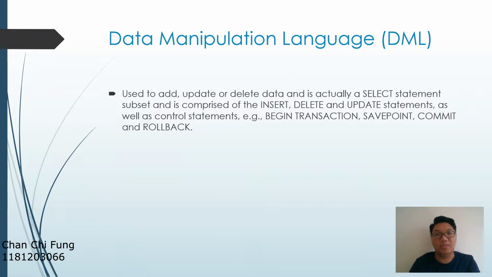SQL can be divided into three main categories. The first category is data manipulation language, DML. DML is used to add, update, or delete data and is actually a select statement subset, and is comprised of the insert, delete, and update statements as well as control statements. For example, begin transaction, save point, commit, and also rollback.